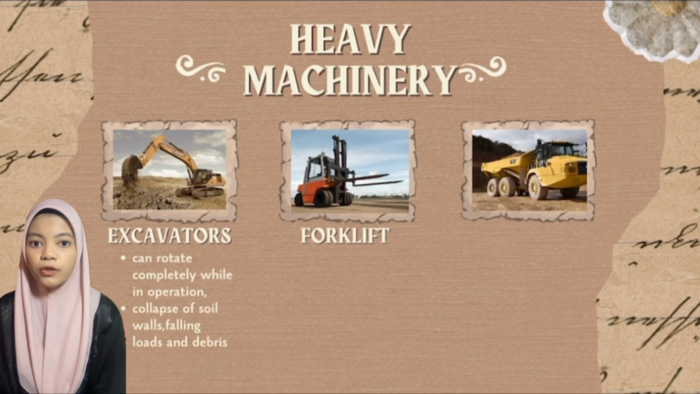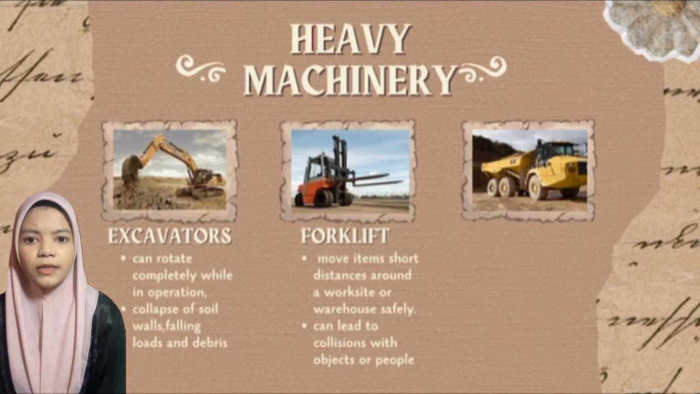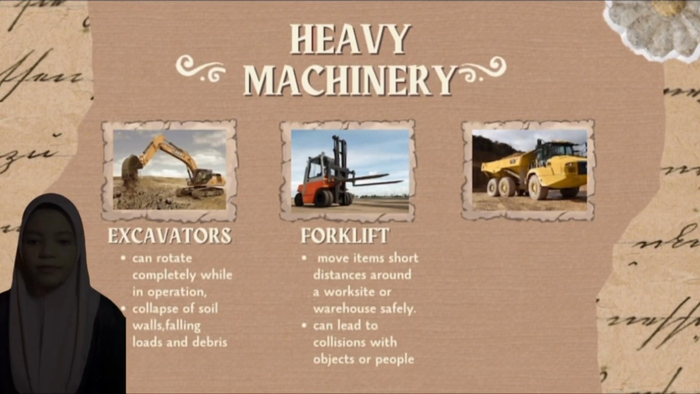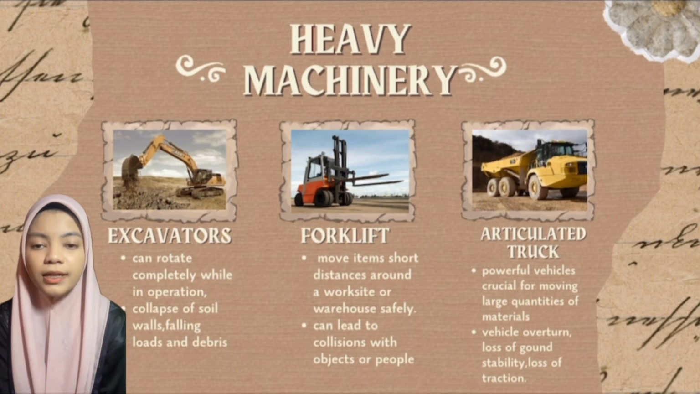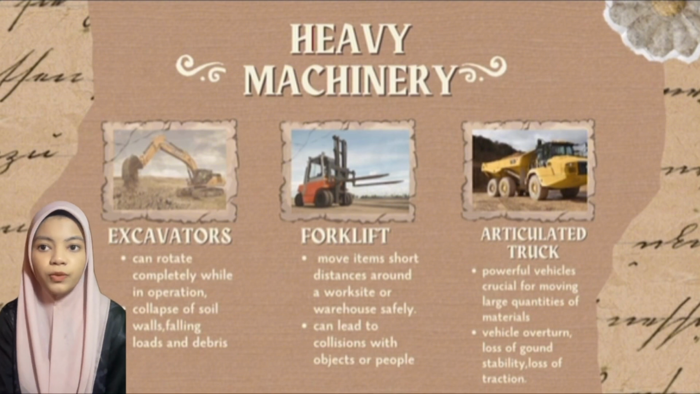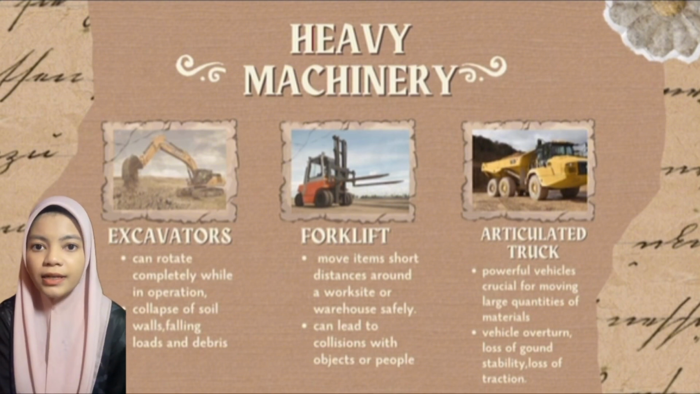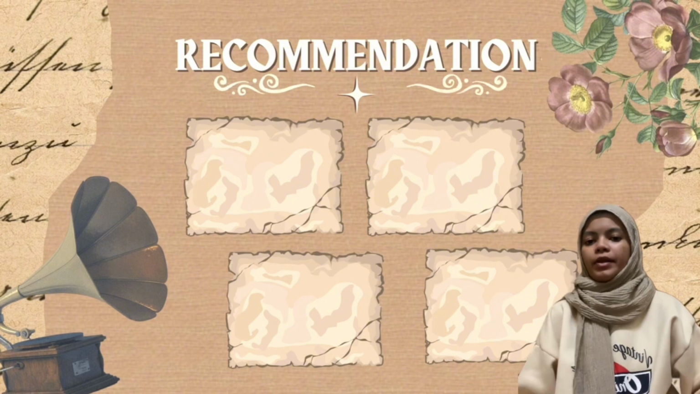Next, the forklift is used to move items short distances around a worksite or warehouse safely. But as we can see, a forklift has sharp forks in front, which can lead to collision with objects or people and bad injuries. Now, let's talk about the articulated truck, one of the powerful vehicles crucial for moving large quantities of material on a construction site. For sure, accidents can happen like vehicle overturn, loss of ground stability, and loss of traction when the roads are wet. What control measures can we use to avoid any accident that can happen?